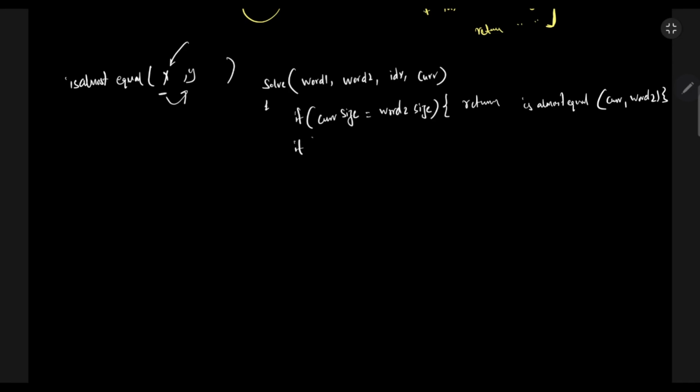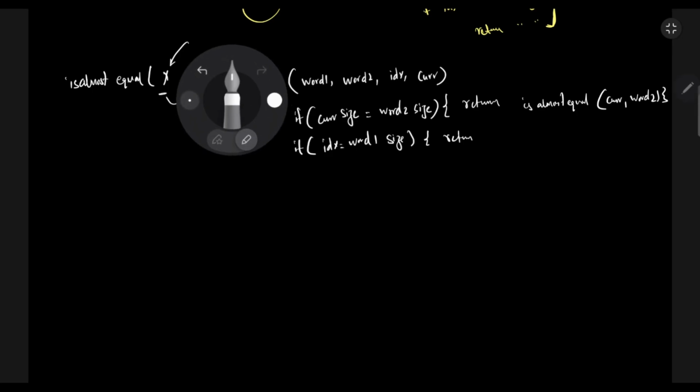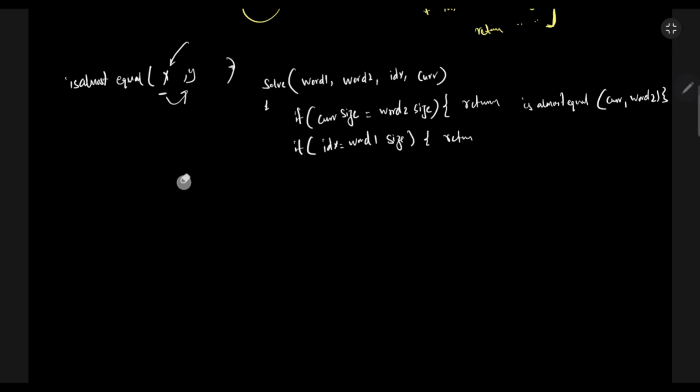Now the other base case is that if index is equal to word1 size, then it needs to return nothing. Let's say we are returning the string. I will tell you why we are returning the string over here.